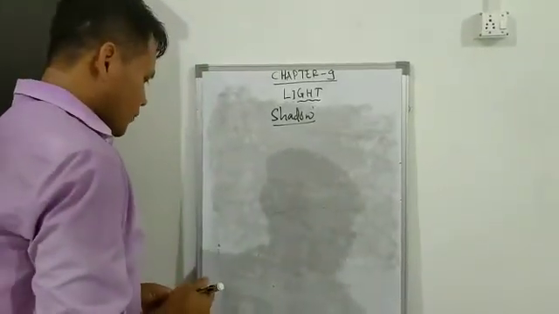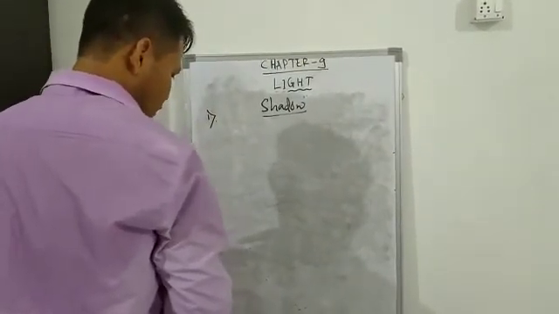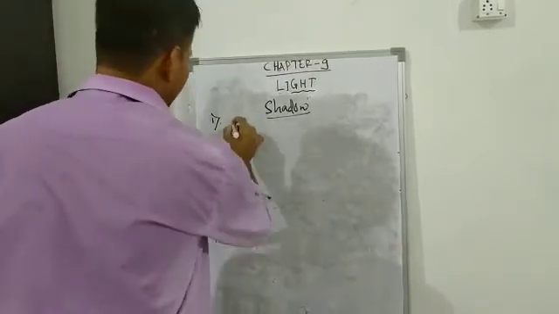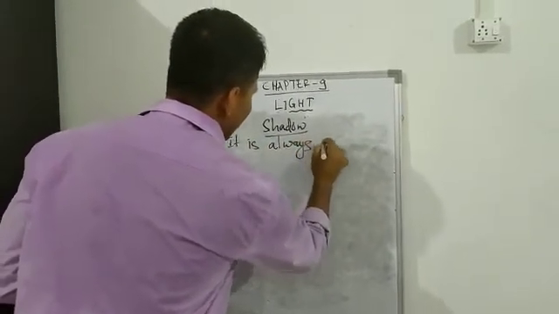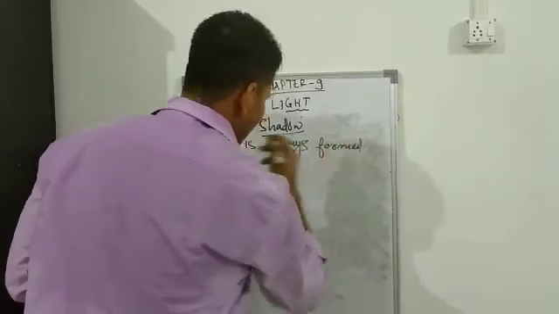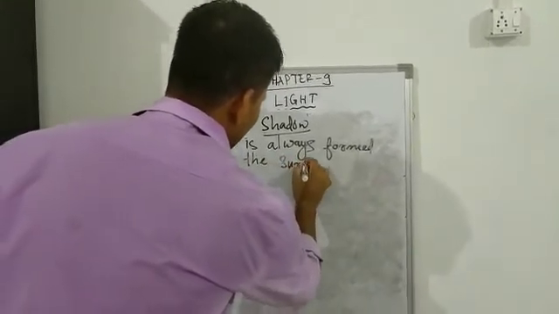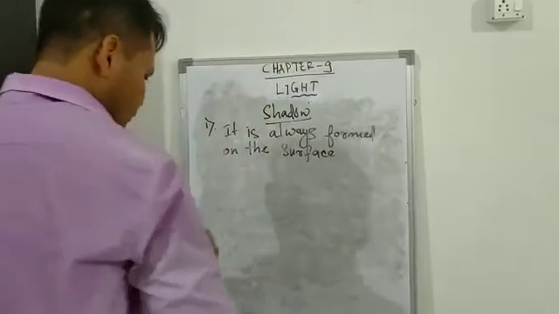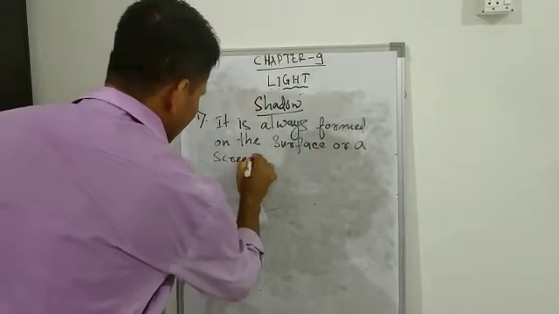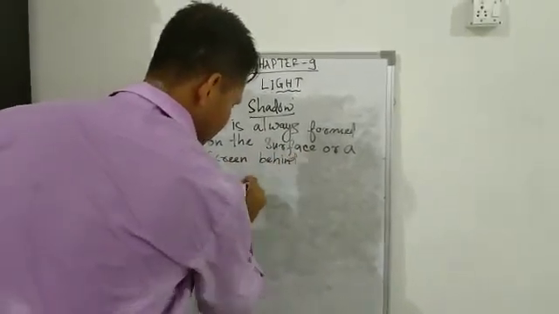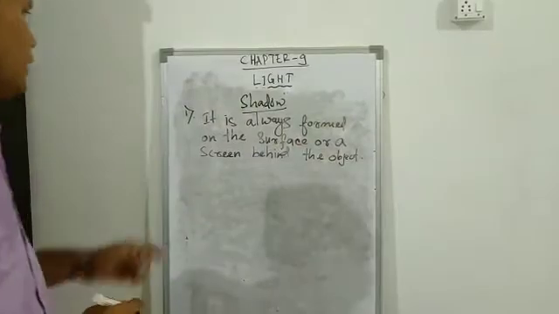Now the shadow has some of the following features. Number one feature is it is always formed on a surface or a screen behind the object. Okay, this is one of the features.